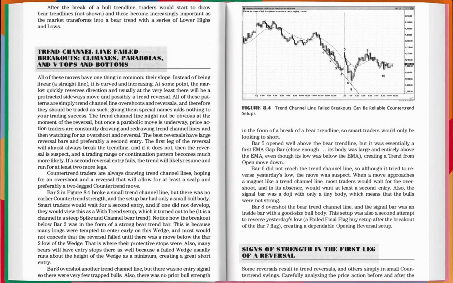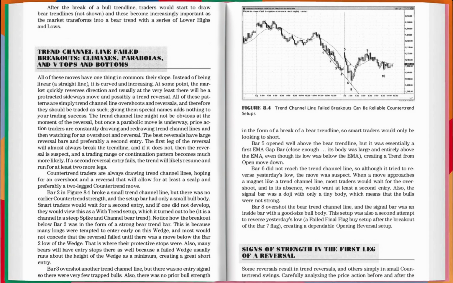After the break of a bull trend line, traders would start to draw bear trend lines not shown, and these become increasingly important as the market transforms into a bear trend with a series of lower highs and lows. Trend channel line failed breakouts, climax, parabolas, and V-tops and bottoms. All of these moves have one thing in common: their slope.